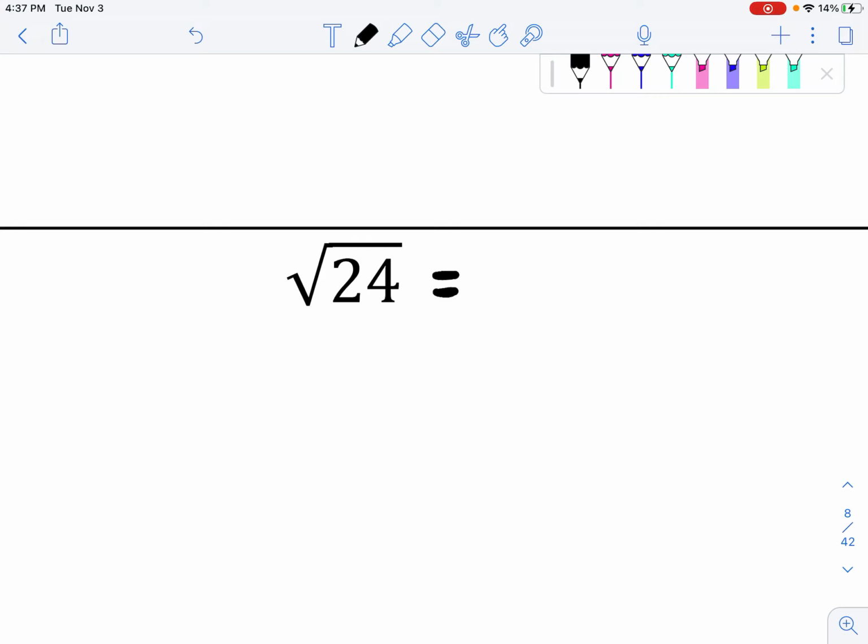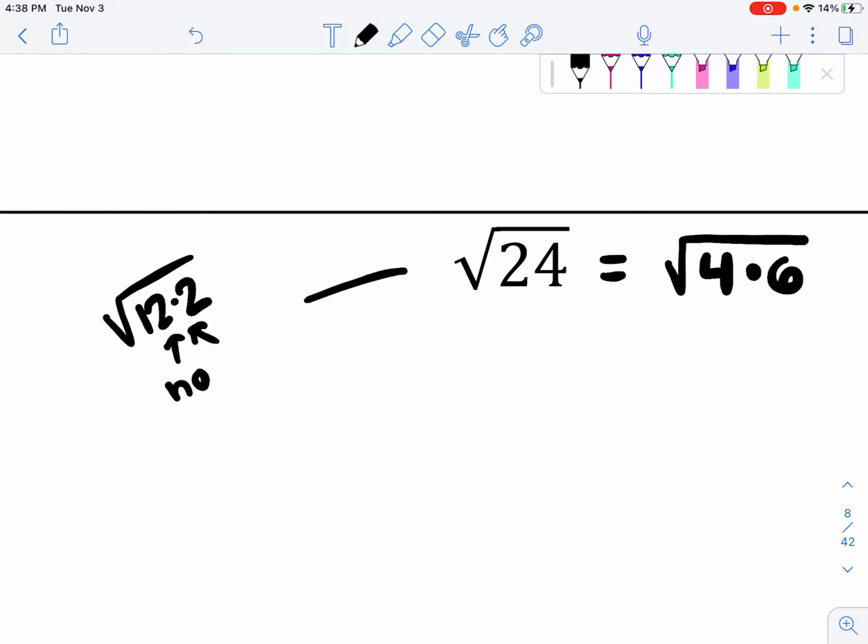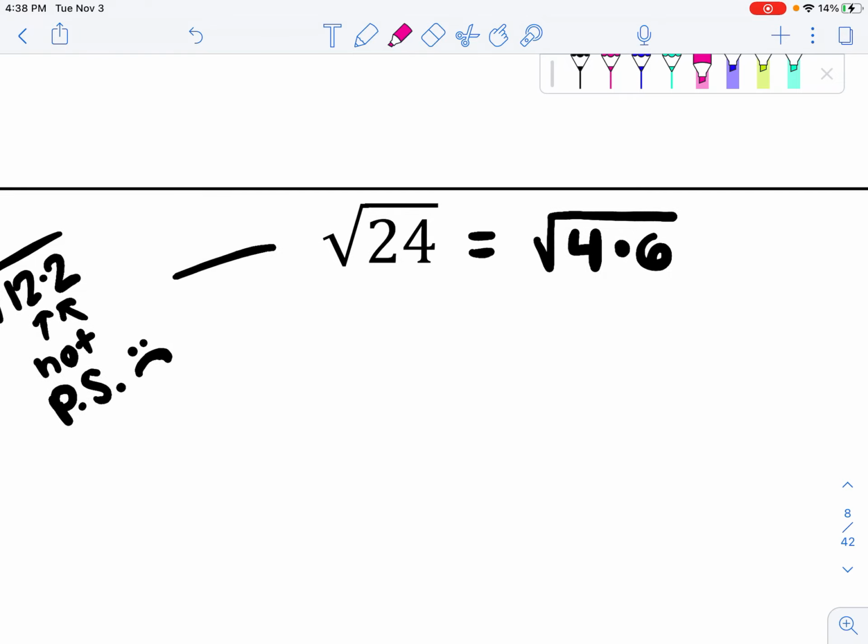The biggest perfect square that goes into 24 is 4. And it's 4 times 6. So again, a lot of people would say, well, wait, 12 times 2 is 24, which you're right, but neither of those are perfect squares. Not PS, they're not perfect squares. So that's not going to work. You want to make sure you're using perfect squares for this.